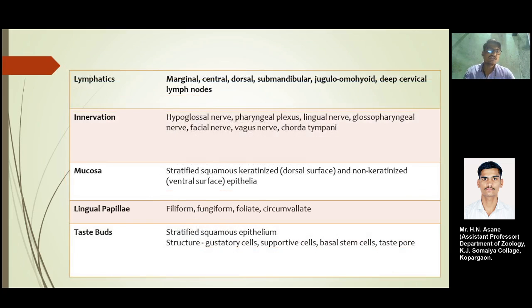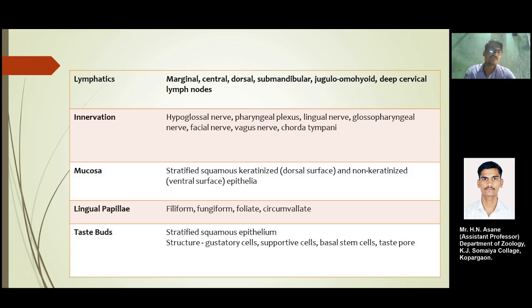So the lymphatic system is also involved with this organ. The marginal, central, dorsal, submandibular as well as the jugulo-omohyoid nodes are seen. Then the deep cervical lymph nodes are also seen.